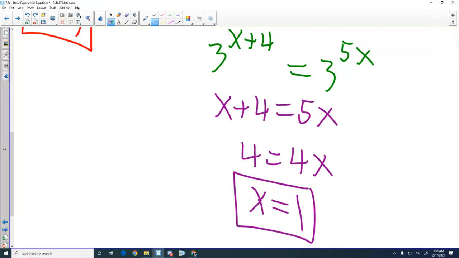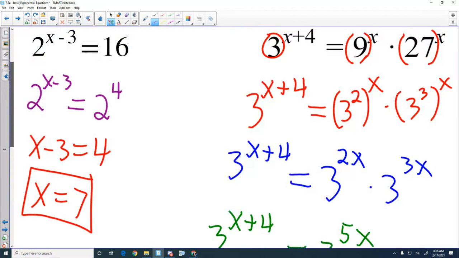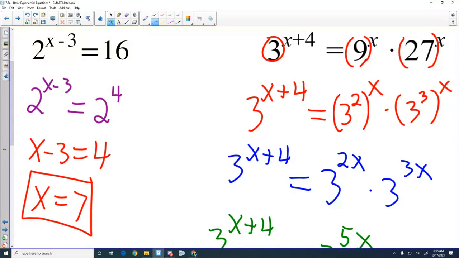Anyone want any clarification on any of those steps? Want me to scroll up or anything like that? Something you want me to go over again? I'm happy to right now. All right, that's a big concept, rewriting each term with the common base.